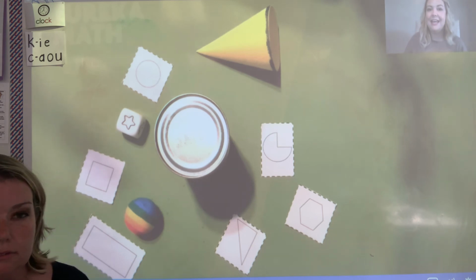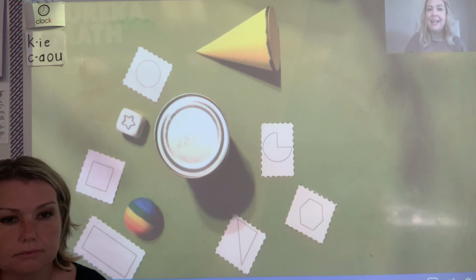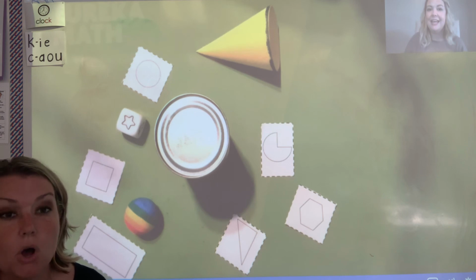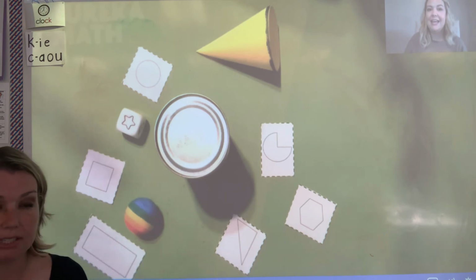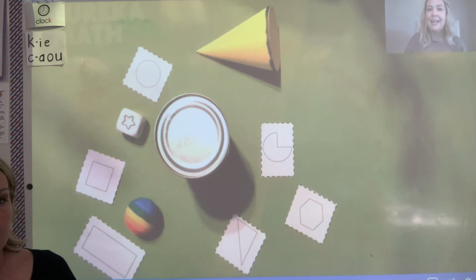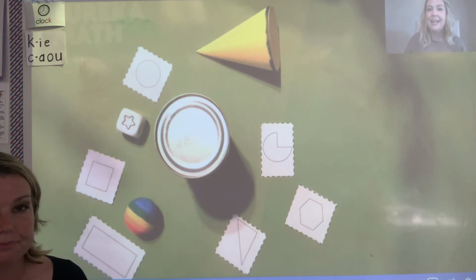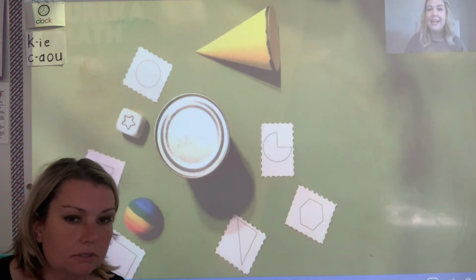Smearty? The cone and my triangle, they both have points. Oh, the cone and the triangle both have points. That's an excellent observation. Elliot, can you share something that you know that's the same about the flat shapes and the solid shapes? Elliot, are you there?